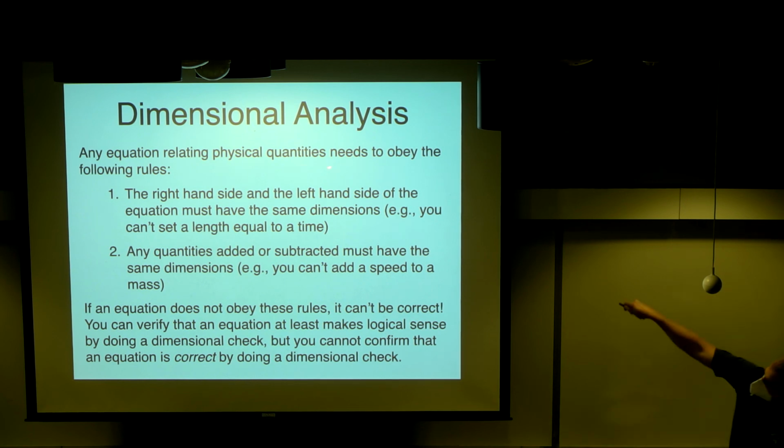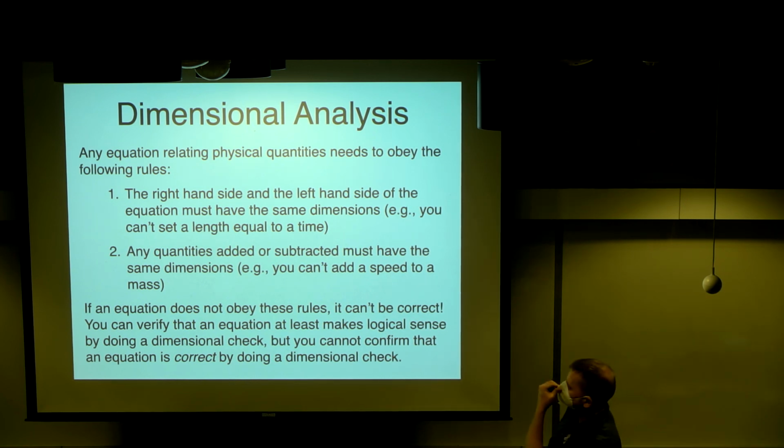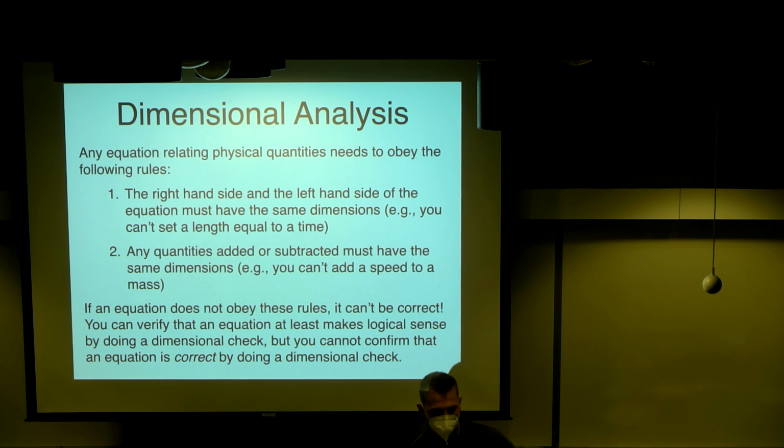So there are two rules when it comes to dimensional analysis that every single equation you encounter in physics has to follow. And here are the two rules. Anytime you see an equation that relates any type of physical quantities you want, the right-hand side and the left-hand side of the equation have to have the same dimensions. So for example, if I set a length equal to a time, that would just be a nonsensical equation. There's no way that equation could even be correct because it's not consistent dimensionally. The left-hand side, the right-hand side of any equation have to have the same dimensions.